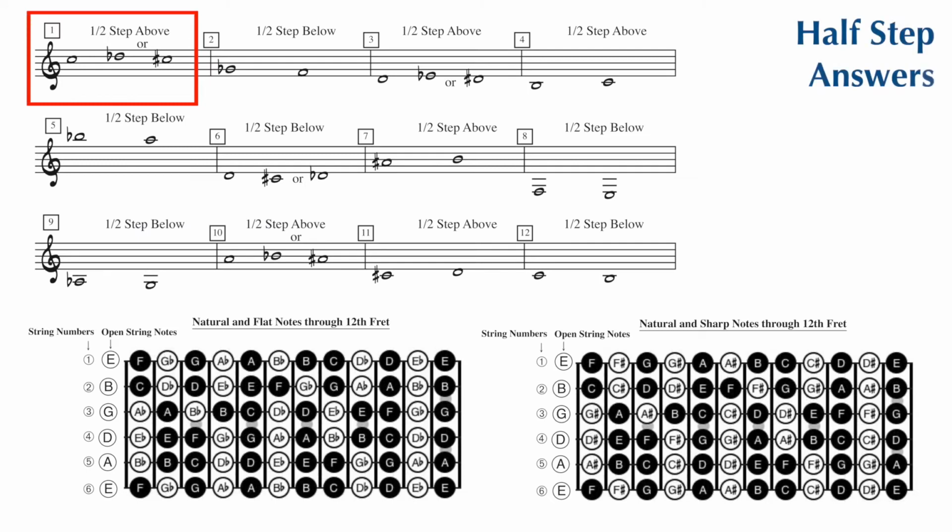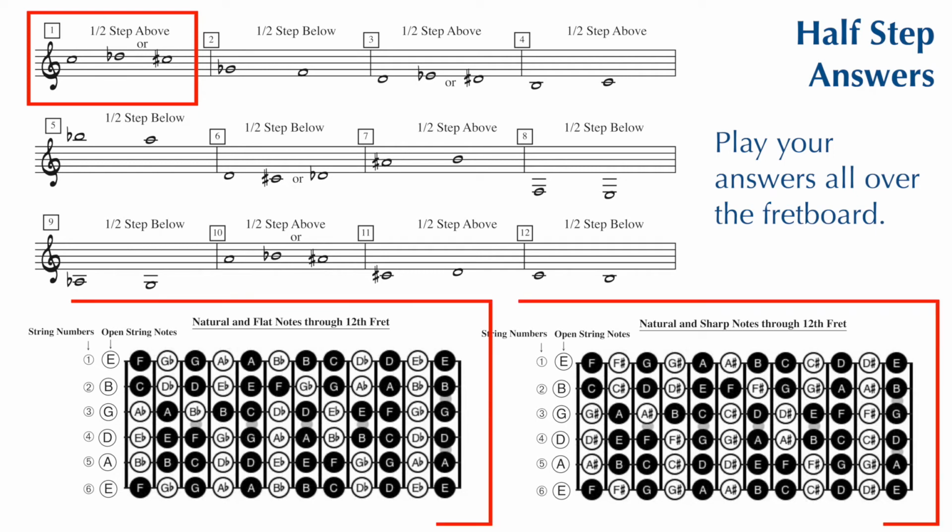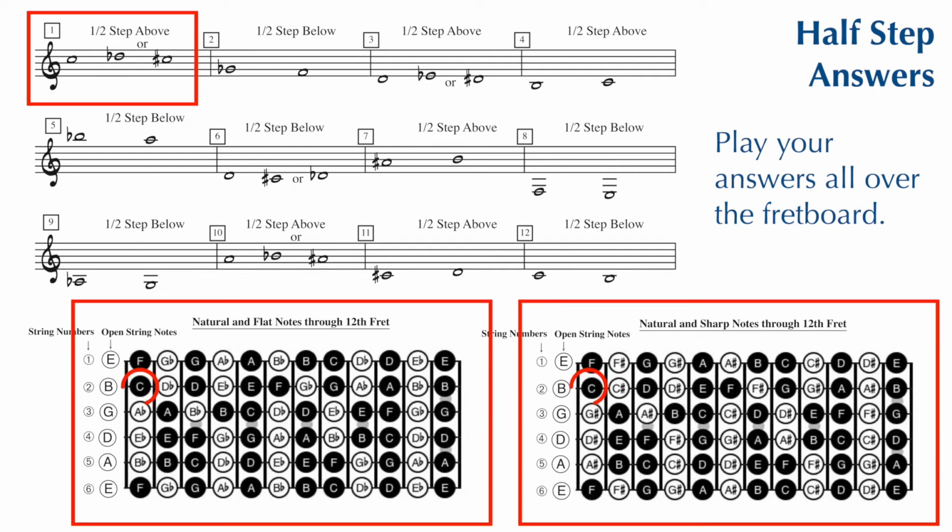Number 1, we have a written C, and a half step above, you could call that a D flat or a C sharp. And make sure you play these as well in different places. So C you can play at the 1st fret on the 2nd string, and that D flat or C sharp, I'll call it a C sharp, you could play at the 2nd fret, but make sure you play it here as well.